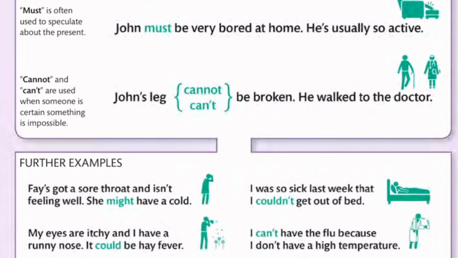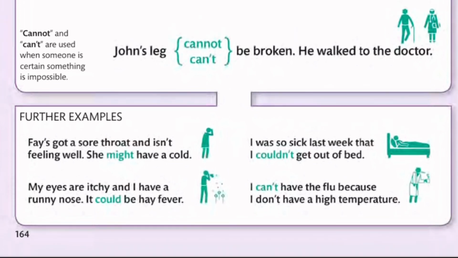Cannot and can't are used when someone is certain about something impossible. John's leg cannot be broken. He walked to the doctor. John's leg can't be broken. He walked to the doctor.